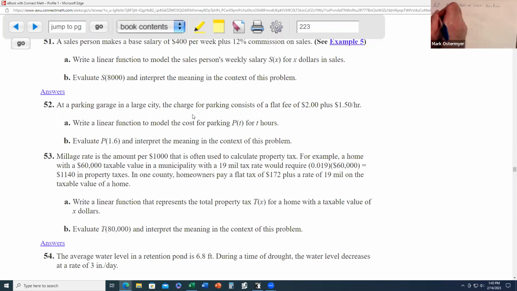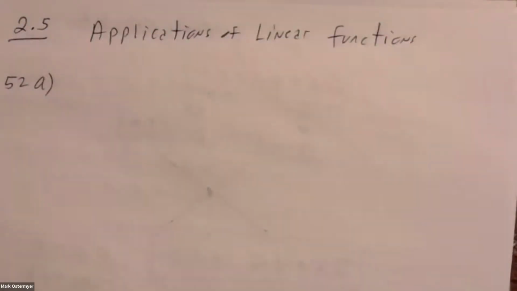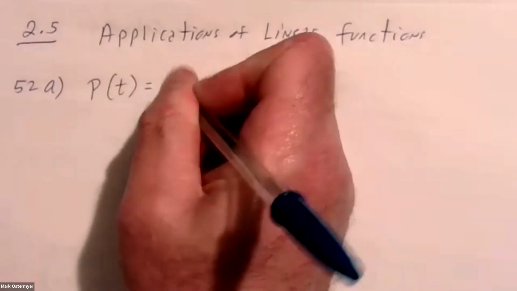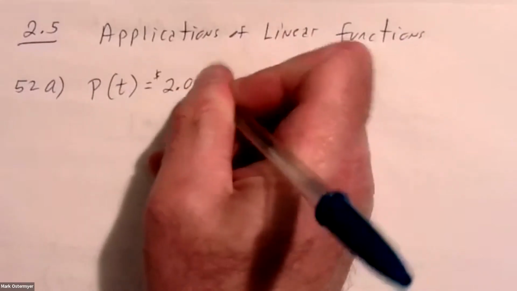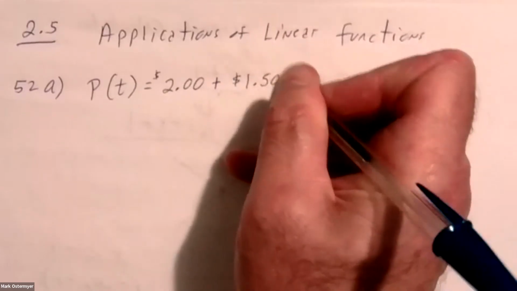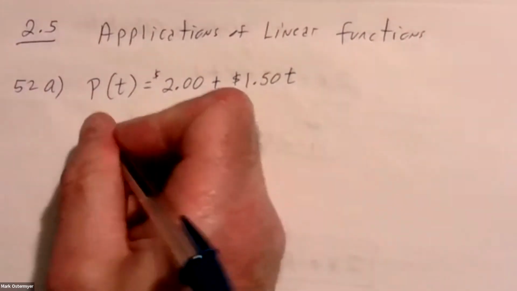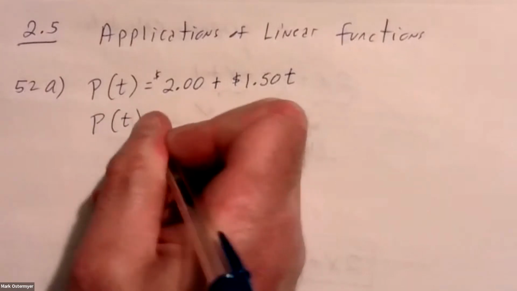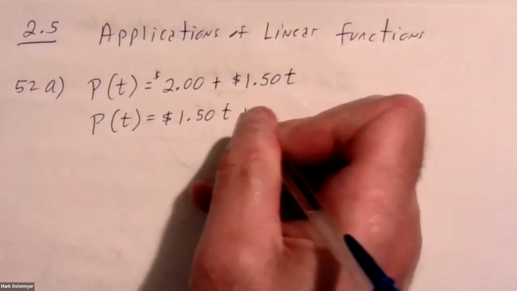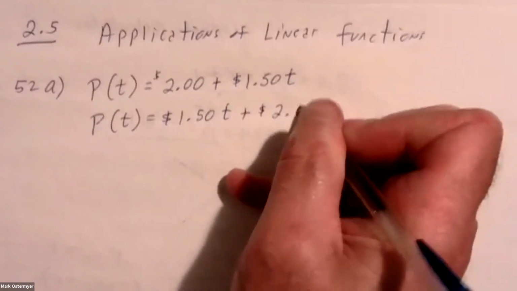So for problem 52A, the total cost for parking in this garage is going to be a fixed cost of $2, plus a variable cost, which is going to be $1.50 per hour times T hours. I'm going to spin this around and put this in slope-intercept form. Now this linear function is in slope-intercept form.